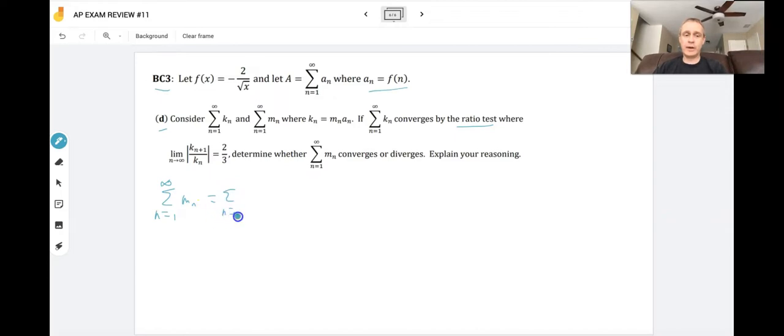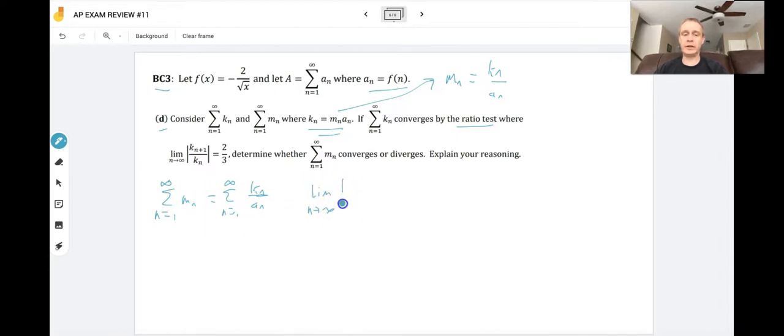So m sub n, the only relationship that I know here about m sub n is this equation here. And so by that fact alone, we can write that m sub n is equal to k sub n over a sub n. And so I'll substitute that in right over here. And this is what I'll work with now as my general term to set up my absolute ratio test for this particular series.